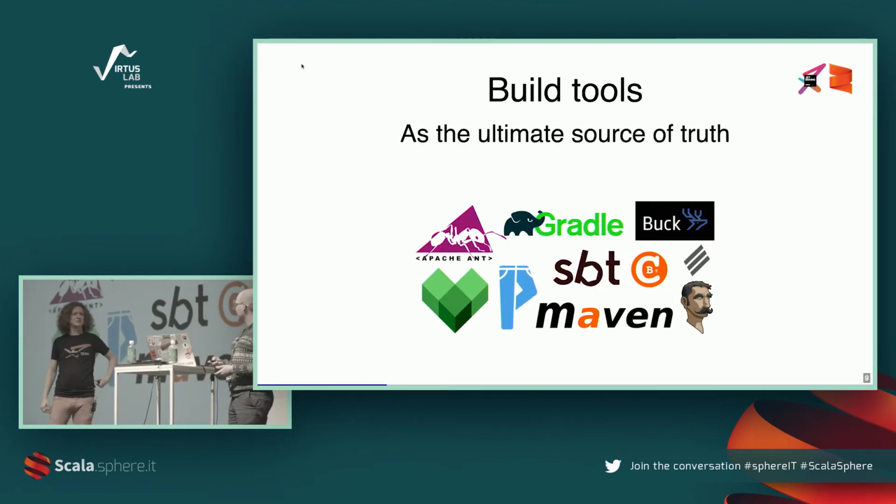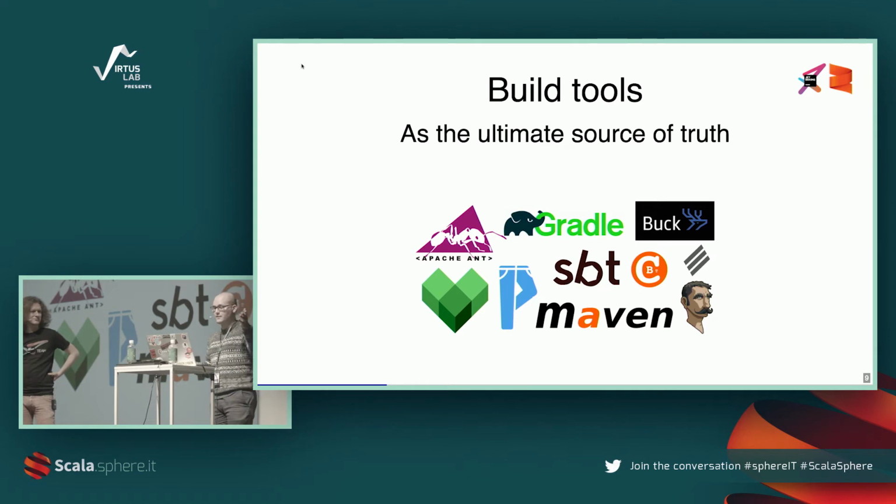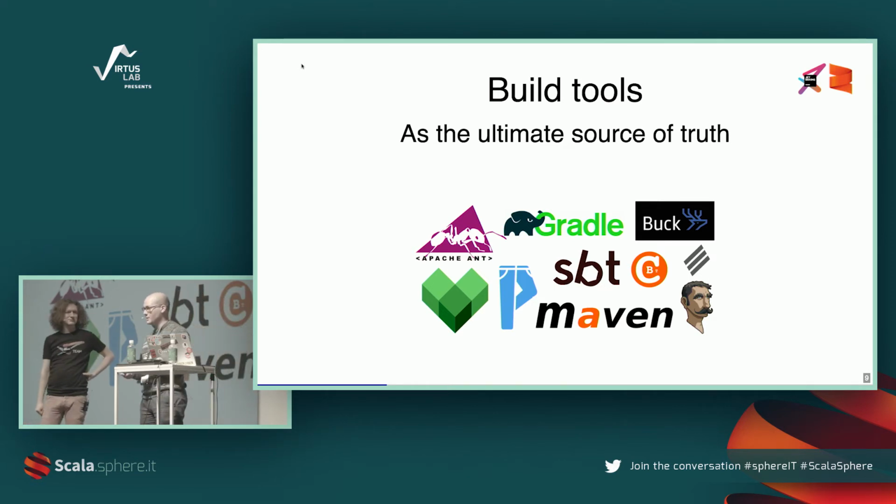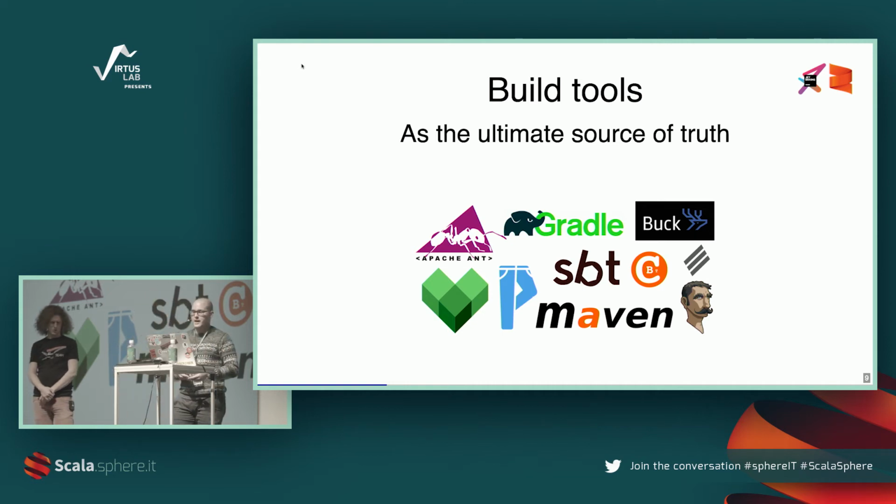So as I said, build tools are the ultimate source of truth, and only in the JVM community we have 10 different build tools. So we have Pants, we have Bazel, we have Apache Ant, which is a little bit in disuse these days, Gradle, Buck from Facebook, Maven, CBT, Mill, Leiningen, which is more used in the Clojure world, and sbt, of course. All these build tools need to be integrated with, and this is a lot of work. Too much work.